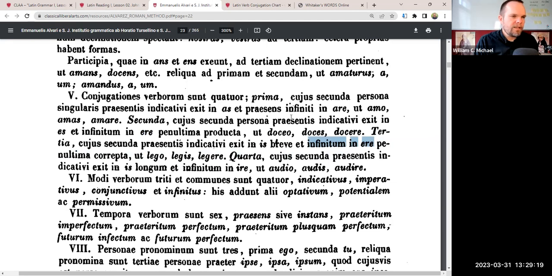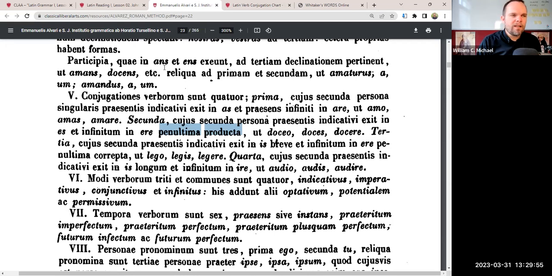So the second conjugation and the third conjugation both end in ERE in the infinitive form. That's totally not helpful, right? That's not going to help us if they're the same, but they're not the same, because what this rule tells us is the infinitive of the second conjugation ends in ERE, and then it has this phrase, penultima producta. None of you know what that means, so I'm going to explain it, so don't get nervous.